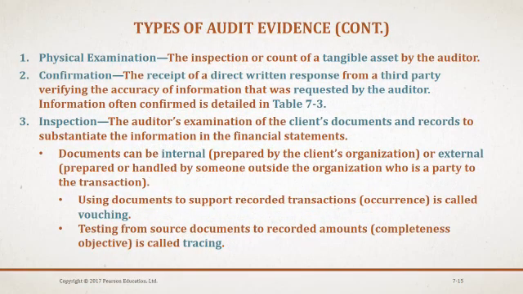Number one, physical examination, means inspection or count by the auditor of tangible assets like cash and inventory, also securities like notes receivable. Number two, confirmation. Confirmation means receipt of a direct written response from a third party verifying the accuracy of information. Confirmation is highly reliable because it comes from a third party, but it is relatively costly. Number three, inspection. Inspection means the auditor's examination of the client's documents and records. As we know, there are internal and external documents like checks.